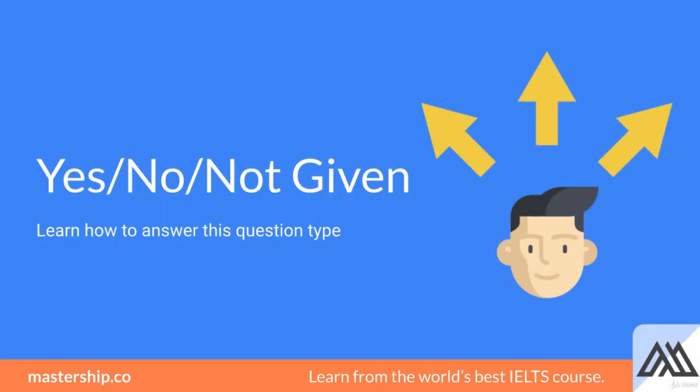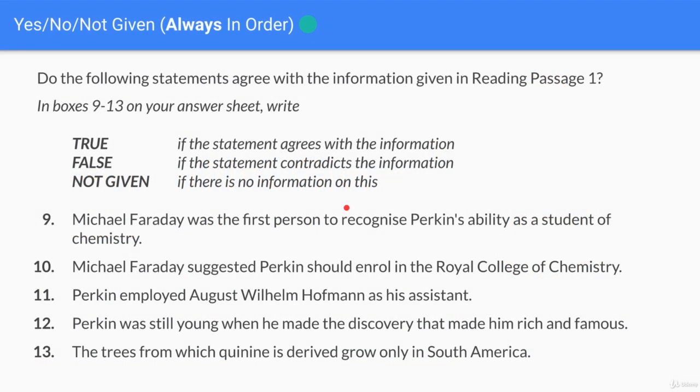Hey there. In this video, I'm going to show you how to answer the yes, no, not given question type, also known as the true, false, not given question type. So let's take a look. In this question, you're going to have three different options: true or yes, false or no, or not given.